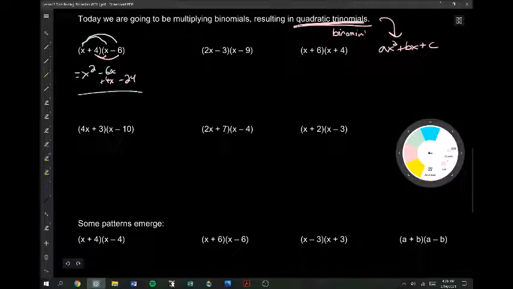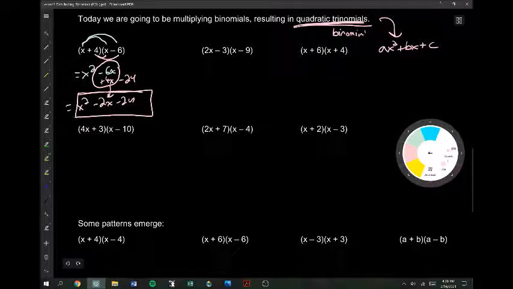Then I combine my like terms, and I match them up in that way so the like terms are right on top of each other. -6x plus 4x is just -2x, and I've multiplied. I've done the distribution, multiplying everything from one parenthesis into everything in the other. That's the process. It's pretty straightforward.